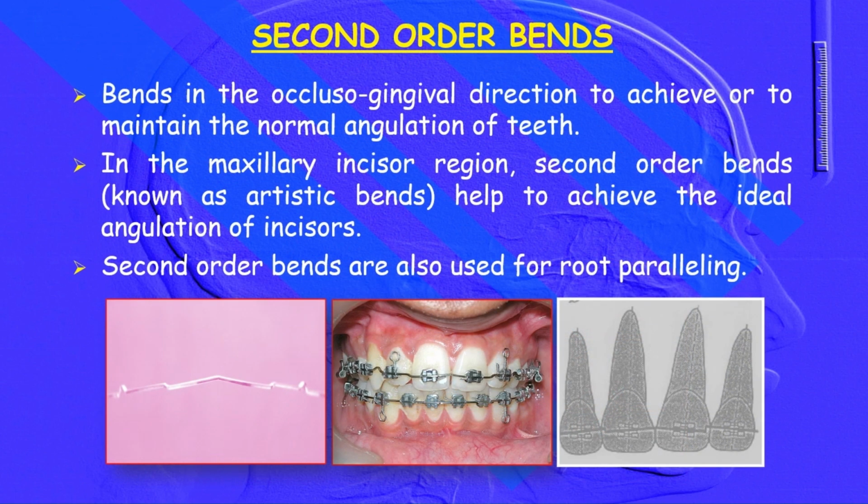Now, we will discuss second order bends in detail. Second order bends in the arch wire are the bends in the occlusal gingival direction, which help to achieve or maintain the final mesiodistal angulations of teeth. In the maxillary incisor region, second-order bends are called artistic bends and are given to achieve the ideal angulation of incisors. Second-order bends are also used for root paralleling. Second-order bends can be given both in round and rectangular arch wires.